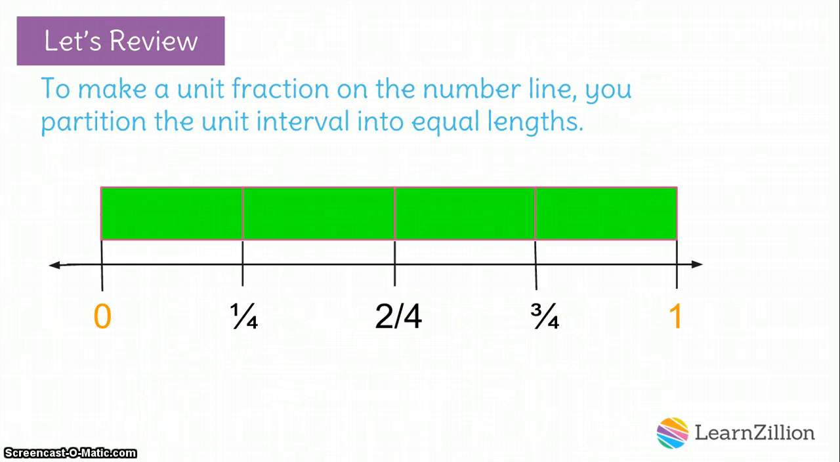To make a unit fraction on the number line, you partition the unit interval into equal lengths. If you look at this number line, the unit interval is 1/4. The intervals between 0 and 1/4, 1/4 and 2/4, 2/4 and 3/4, and so on, are all the same distance, or the same length, and this can continue past 1.